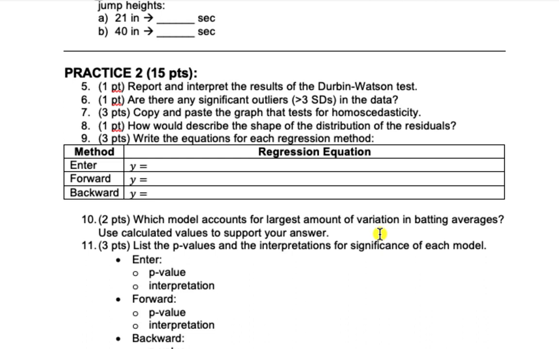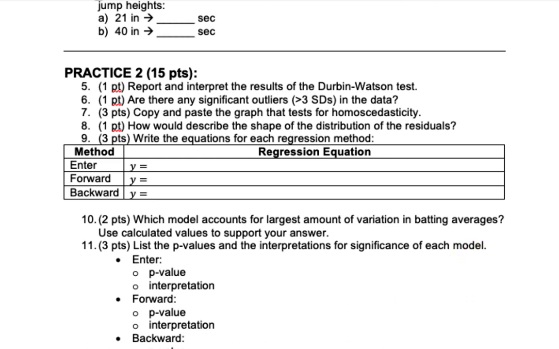I then want you guys to list the p-values and the interpretations for significance of each model. Okay, so if we're looking at the model in its entirety, that should be a hint that points you towards the correct table in the output, which we have discussed already in previous examples.